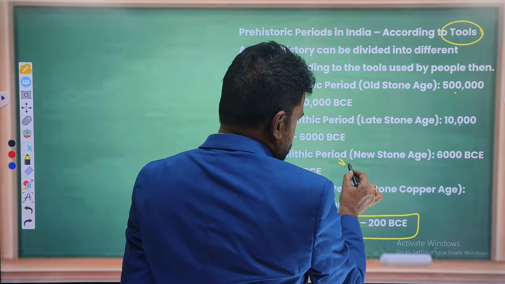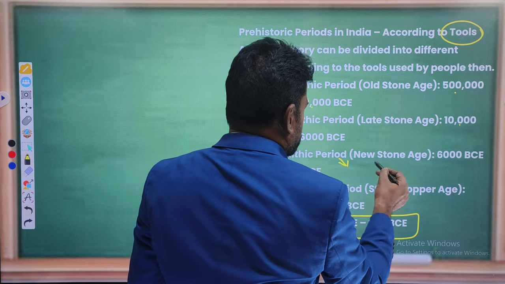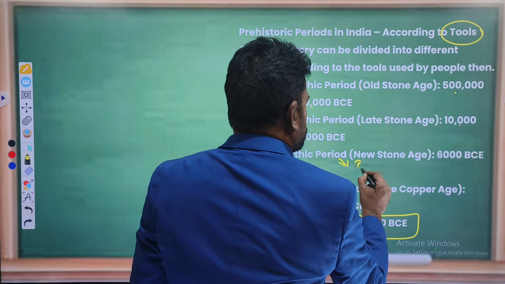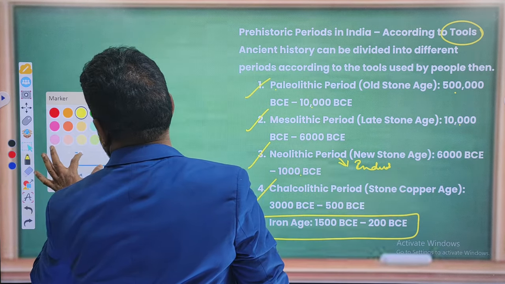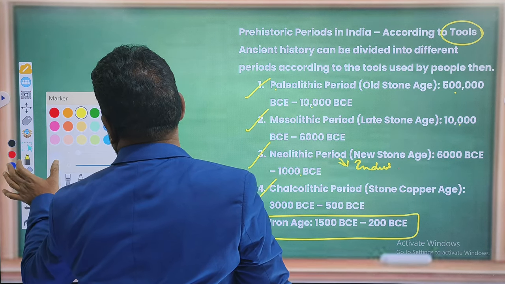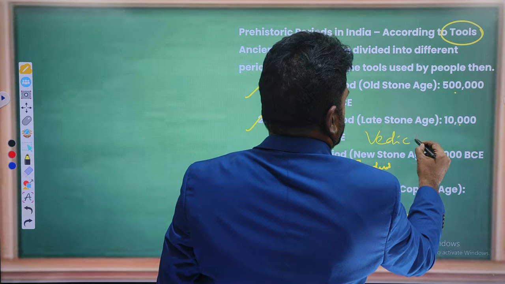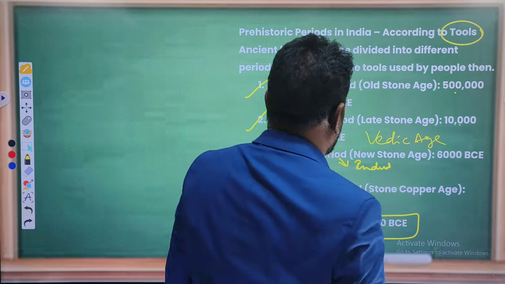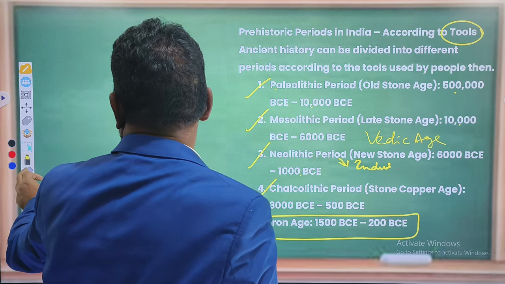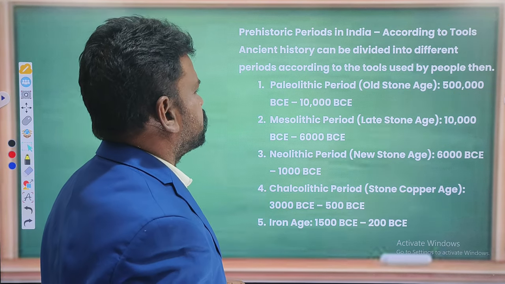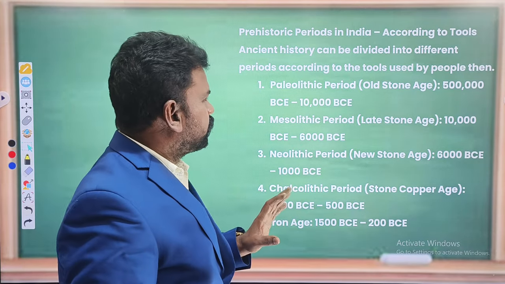In some areas, the Neolithic age overlaps with the Indus Valley Civilization, and in some areas with the Vedic age. So the prehistoric age is divided into different parts based on the tools used by the people.